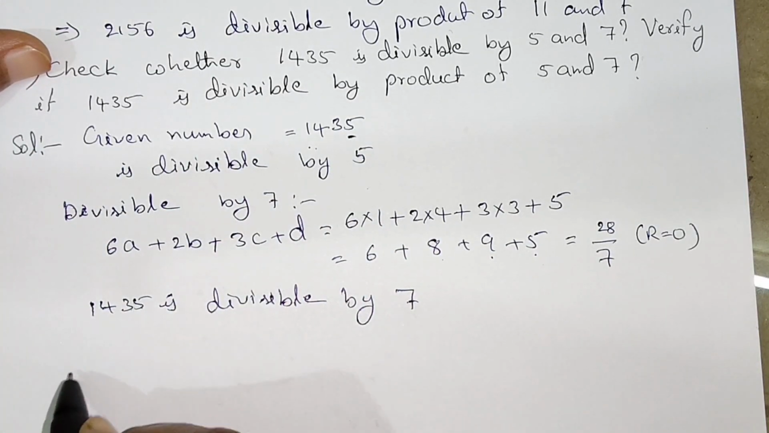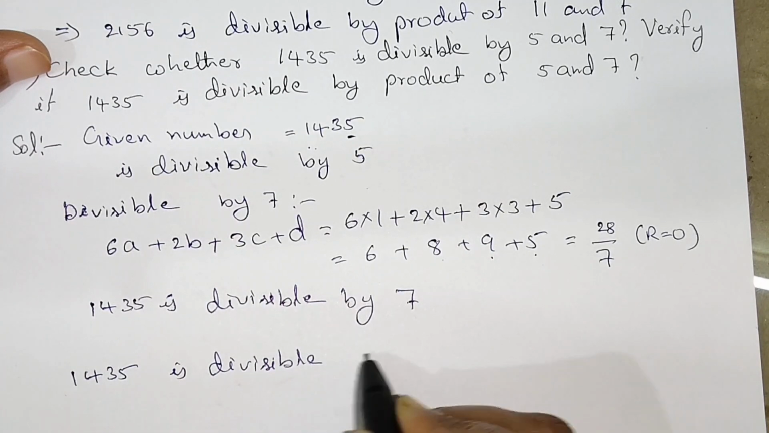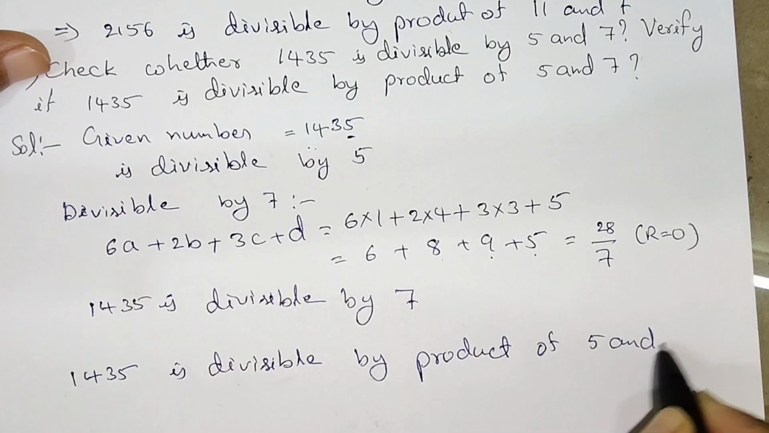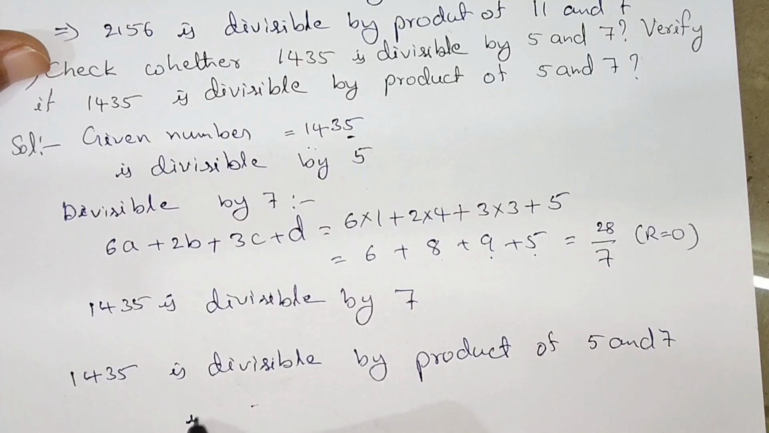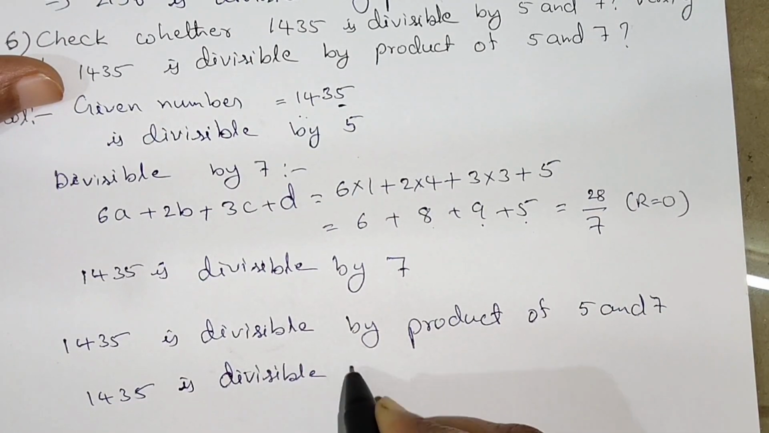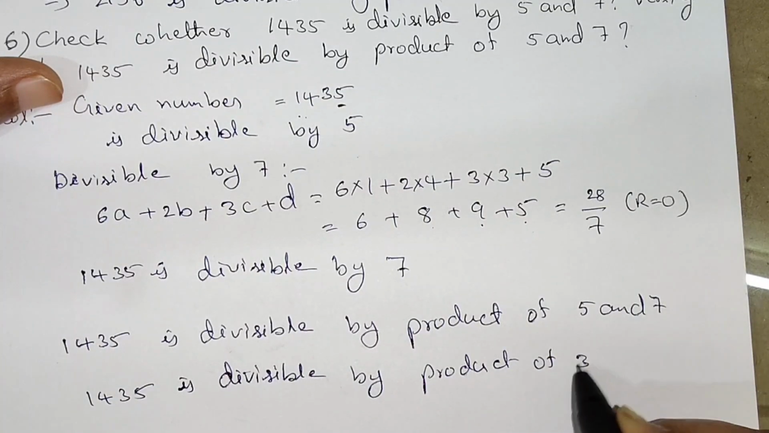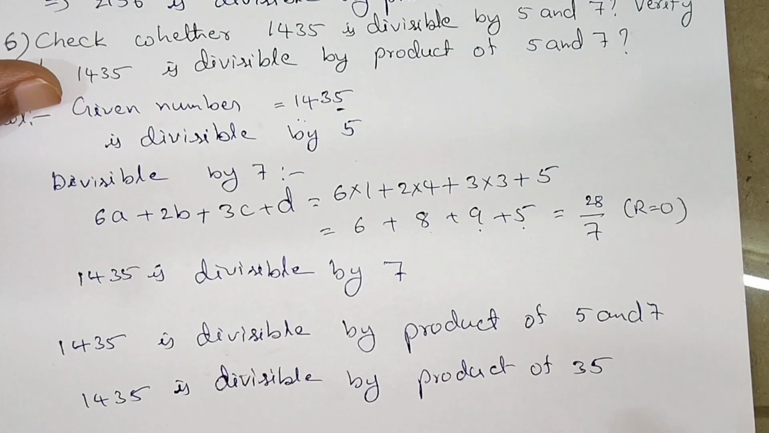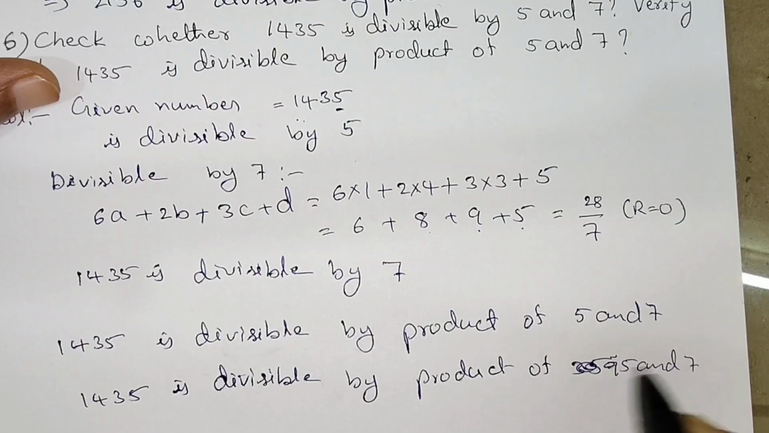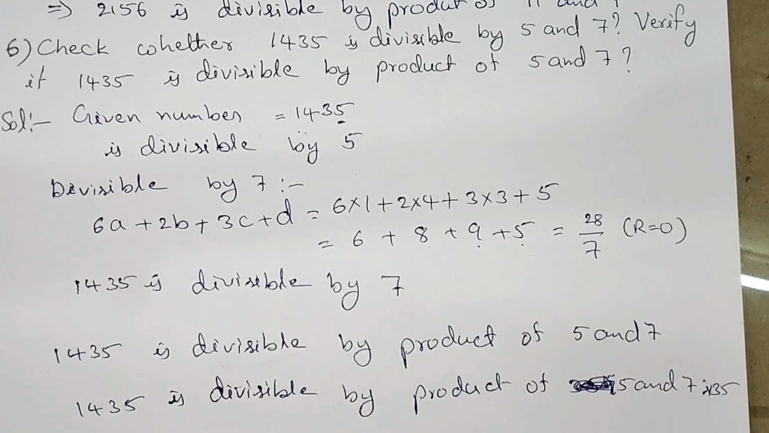So this number 1435 is divisible by the product of 5 and 7. 5 times 7 is 35. So 1435 is divisible by the product of 5 and 7, which is 35. So this is the sixth answer.